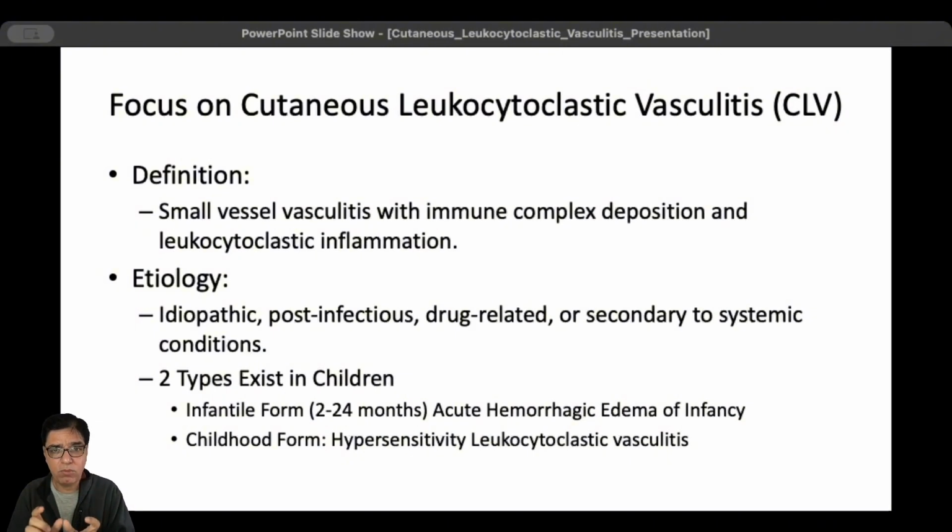Remember, the infantile form of leukocytoclastic vasculitis in infants up to 2 years of age is known as acute hemorrhagic edema of infancy. And then we have the childhood form, which occurs in older children, and that is what we call hypersensitivity leukocytoclastic vasculitis. And this particular case that I'm talking about, this 5-year-old that I saw last week, was basically a case of hypersensitivity leukocytoclastic vasculitis.